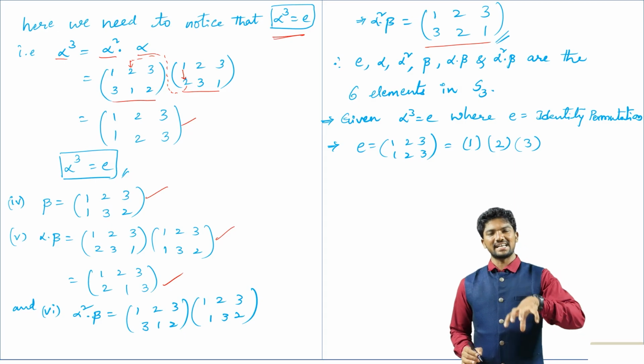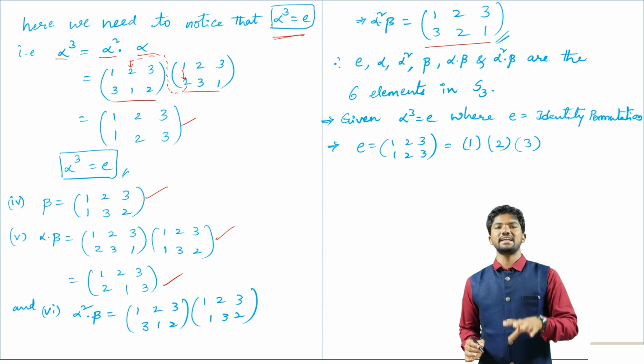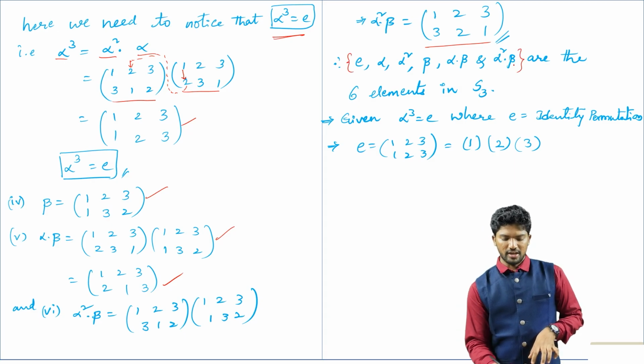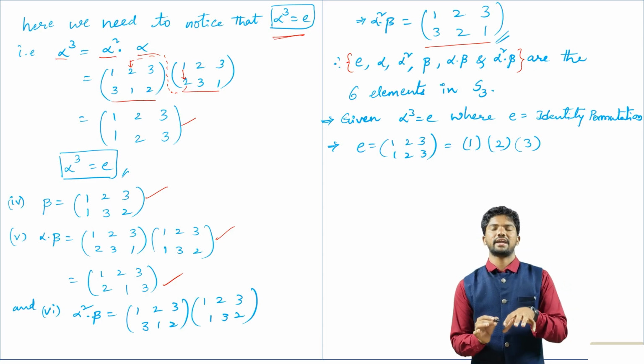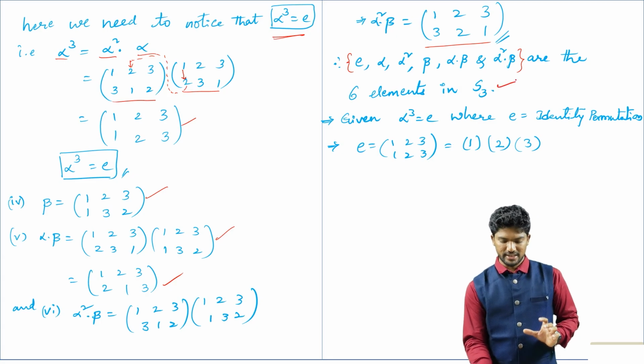So these are the six elements, six permutations existing in S suffix 3. Therefore, these are the E, alpha, alpha square, beta, alpha into beta, alpha square into beta. These are the six permutations or six elements in S suffix 3.